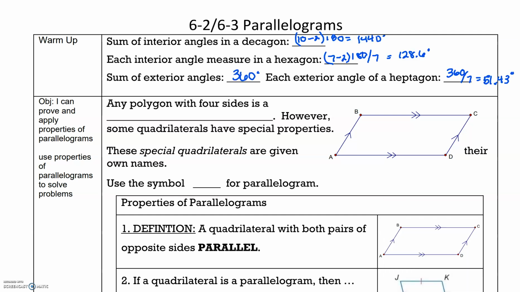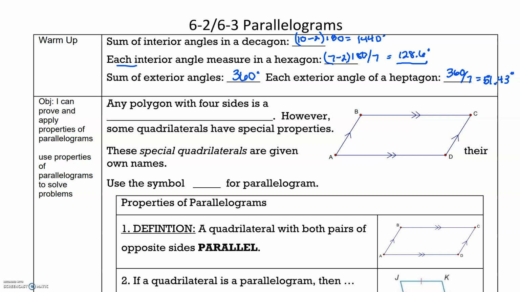So the first one is the sum or total in a decagon. So 10 minus 2 times 180 is 1,440. Each is a specific one when it's a hexagon, that's 6. So 6 minus 2 times 180, and then that total divided by 6 to figure out what each of them are, and that's 128.6 degrees.